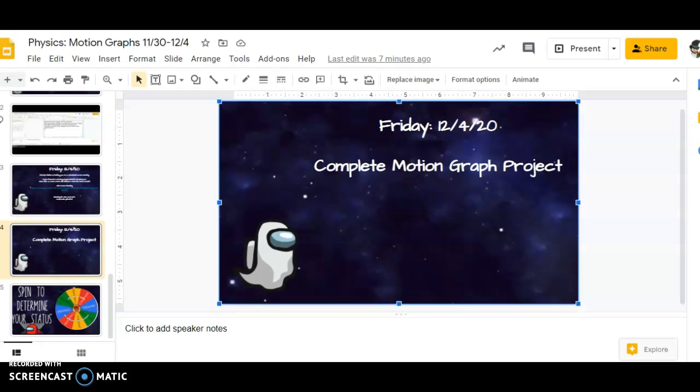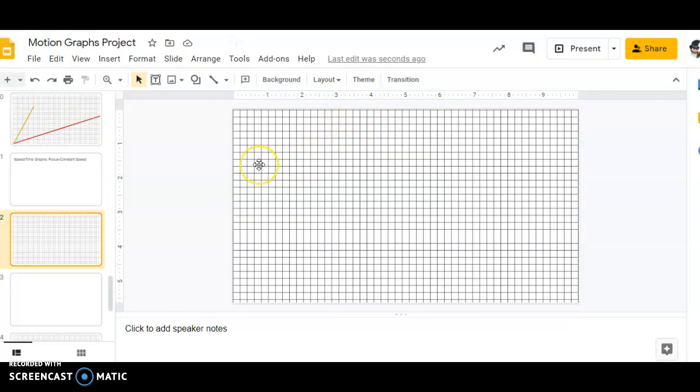I'm going to go back to here, and I'll say, okay, I know that I need to focus on that, so I'm going to start off with my car going at a constant speed. And so I'm going to come over here. I'm going to put in a line. Now remember, if you click on it and it looks like this, it's not a line.